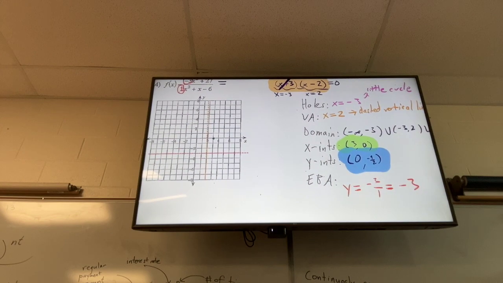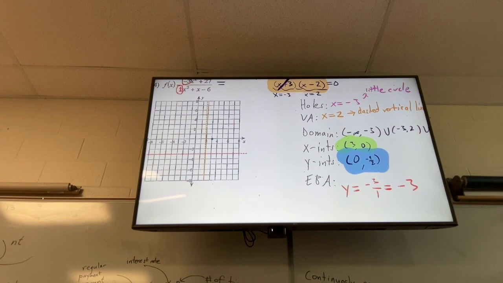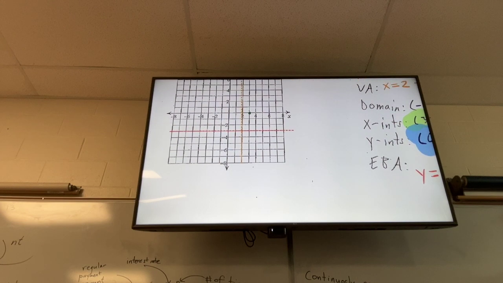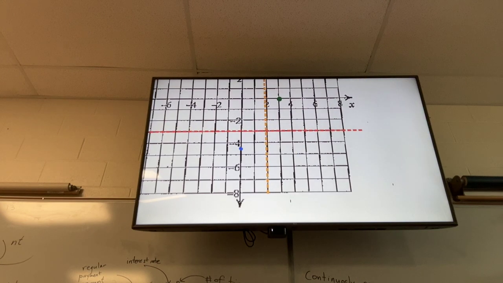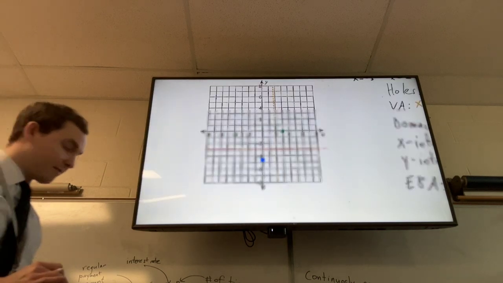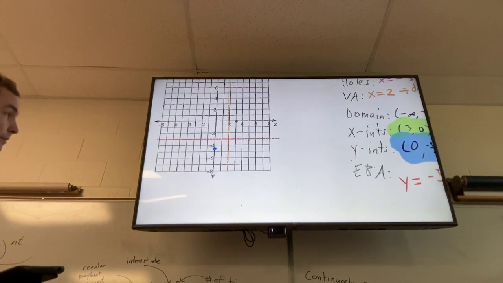Okay. All right, my y-intercept. 0, -9/2. Okay, that's the same as -4.5. So I'm going to put it, x coordinate is 0, so I don't go left or right at all. I go down 4.5. Okay.